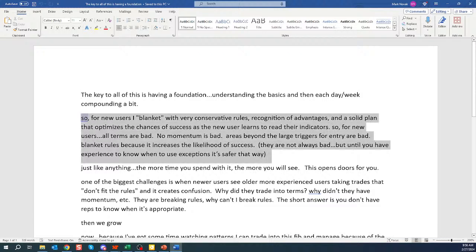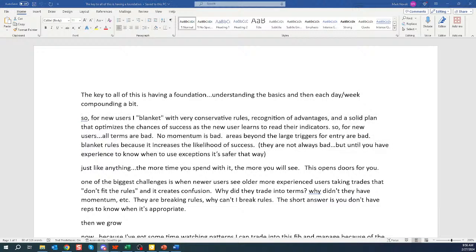So for you new users, I'm just going to read this word for word for you guys that aren't looking at the screen. I blanket with very conservative rules. The high probability trend trade is a very conservative trade. My goal for you as a brand new user is to recognize advantages and to give you a solid plan that optimizes your chances of success as you learn to read your indicators. So for all new users, all termination conditions are bad, right? No momentum is bad. Areas beyond the large triggers for entry are bad.